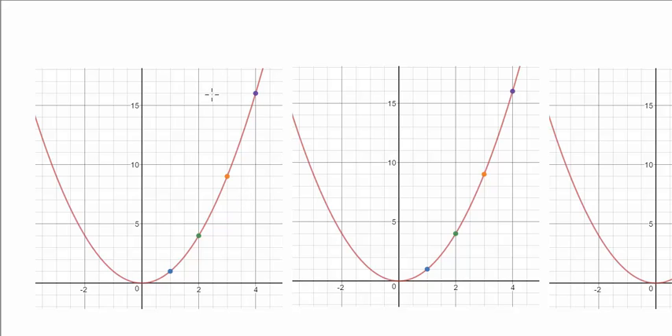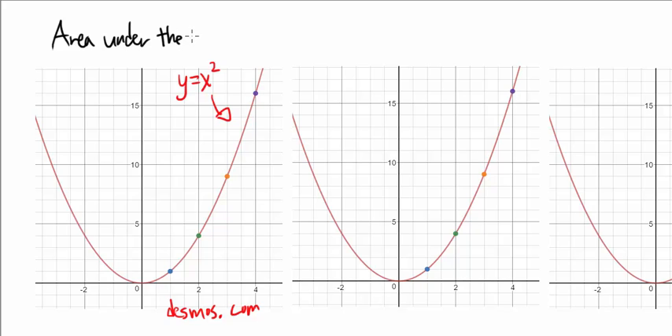Let's say we have a graph of y equals x squared as shown below. This graph is from desmos.com, and we wish to find the area. We want to find the area under the curve from x equals 0 to x equals 4.